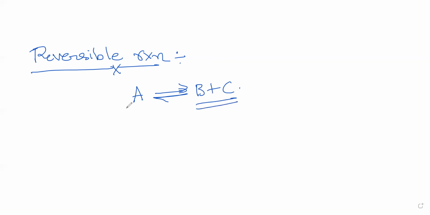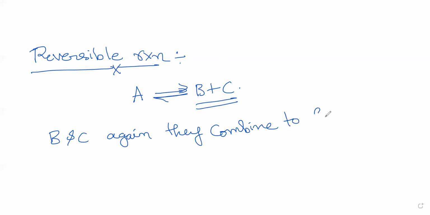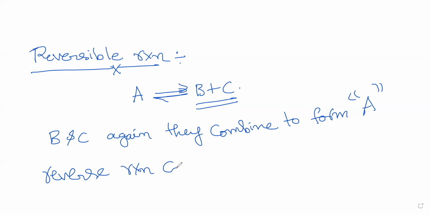And now, what is a reversible reaction? Let's check. A reversible reaction is something where A goes to, let us say, products B plus C. And here B and C, again, they combine to form A. That means the reverse reaction can also happen.